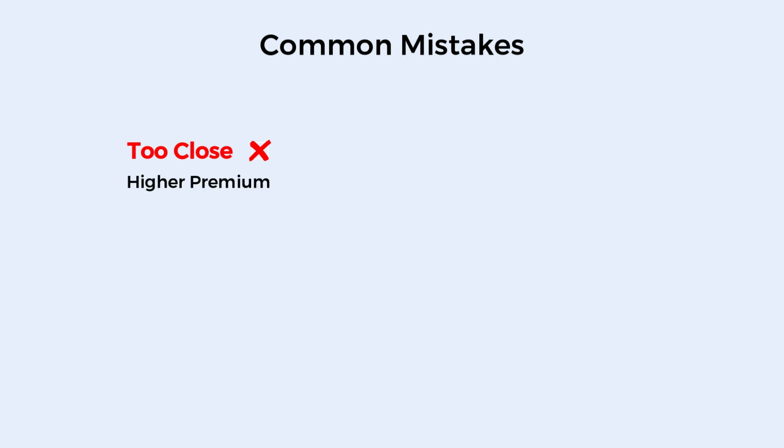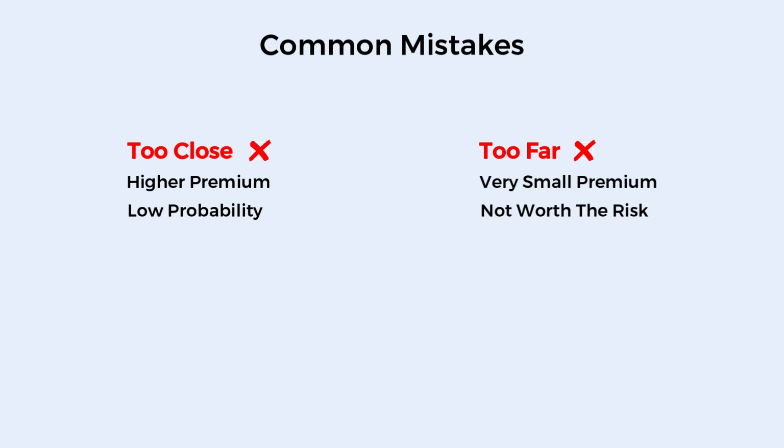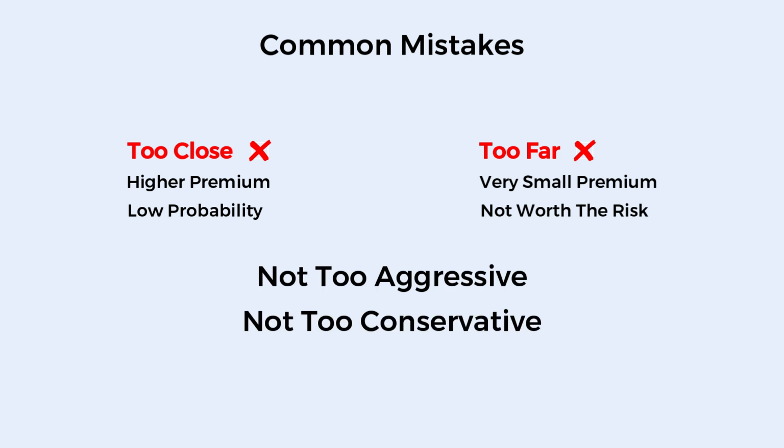This is where most beginners make mistakes. The first mistake is choosing strikes too close to the current price. It's tempting because the premium is higher, but your probability drops significantly, and the trade becomes much harder to manage. The second mistake is going too far out just to feel safe. Yes, your probability increases, but the premium becomes so small that the trade is no longer worth the risk. The goal is not to be aggressive, and it's not to be overly conservative. The goal is to be consistent.